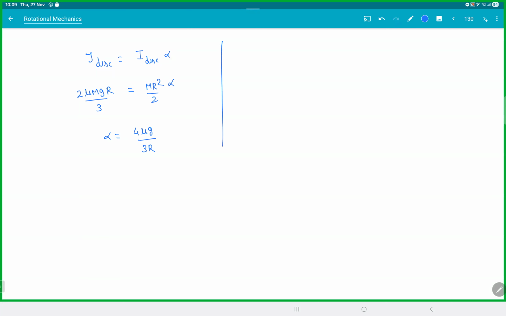So if it is constant, I can use my standard kinematics equations. Omega final is equal to omega initial plus alpha t. Finally, it will come to rest. Omega initial is omega naught. Alpha will be 4 mu g by 3r. Therefore, time will be 3r omega naught by 4 mu g. Check. So that becomes your circular kinematics.